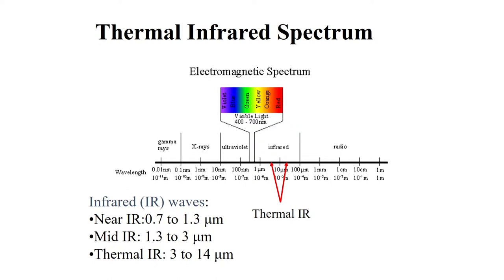Now when we are talking about the thermal infrared spectrum, the infrared spectrum covers two types of infrared. One is the reflected infrared, another is the emitted infrared. So reflected infrared has the range from 0.7 micrometer to 3 micrometer, and the emitted infrared, that is the thermal infrared, will be covered under the 3 to 14 micrometer range of the electromagnetic spectrum.